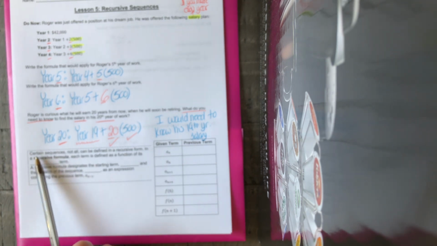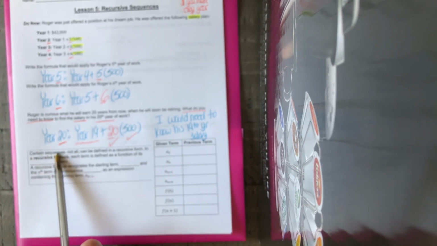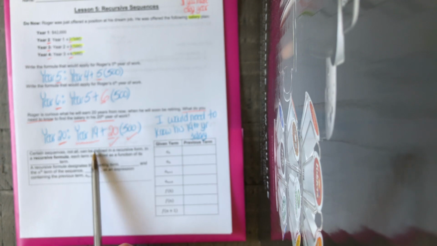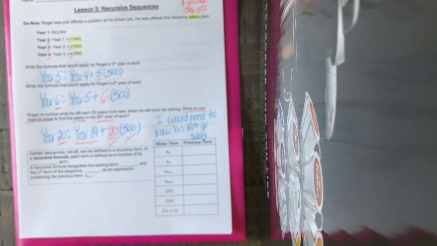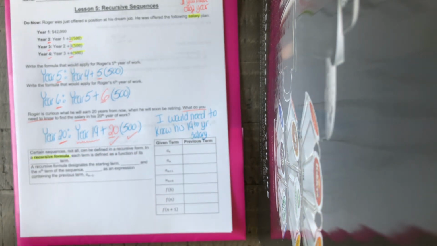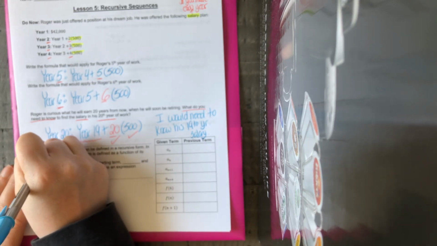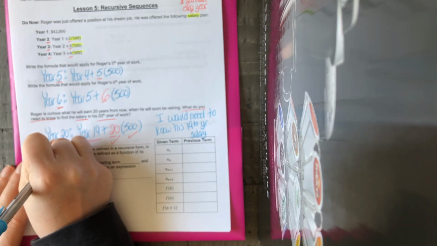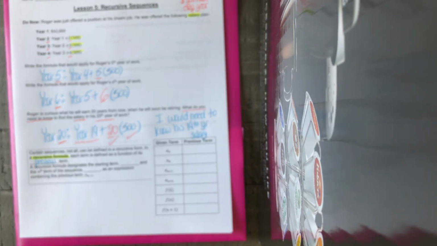So let's look at this definition at the bottom. Certain sequences, not all, but certain sequences can be defined in a recursive form. So if I wanted to use a recursive formula, that's what we're going to go over today. It says each term is defined as a function of its previous term. That's going to be our first blank. Our previous term. Previous is what comes before.